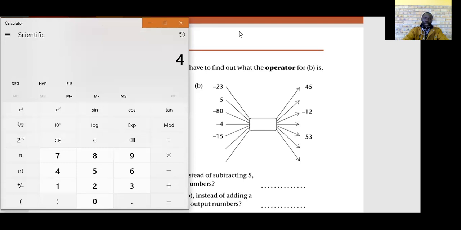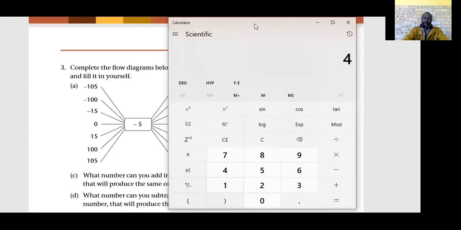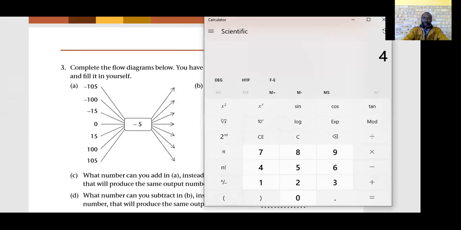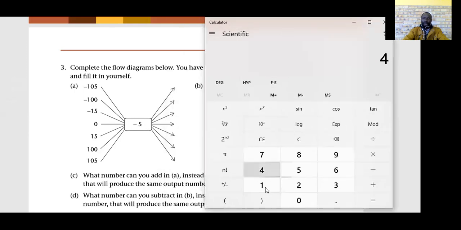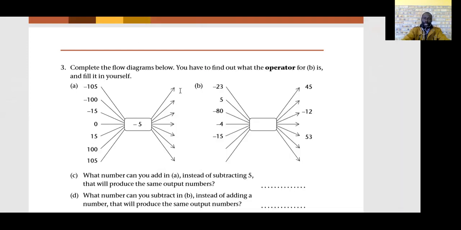Okay, -100 minus 5. How do you write that? Well, let me put this one here. For the first one, we are going to be having -105. Then -105 minus 5, like that, and you write it. So you write it here. Then -100 minus 5, then -15 minus 5. You do that.